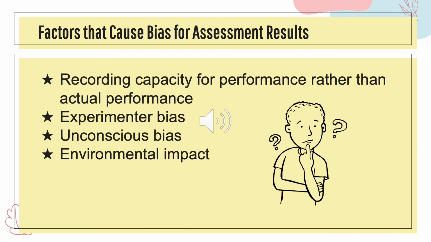Factors that cause bias for assessment results. The OT should record capacity performance rather than actual performance. You have experimenter bias, which is the OT's cognitive bias that causes them to subconsciously influence the clients. You also have unconscious bias, which is a social stereotype about certain groups of people that individuals form outside of their own conscious awareness. This sort of ties back into the cultural influences. And then you also have environmental impacts.